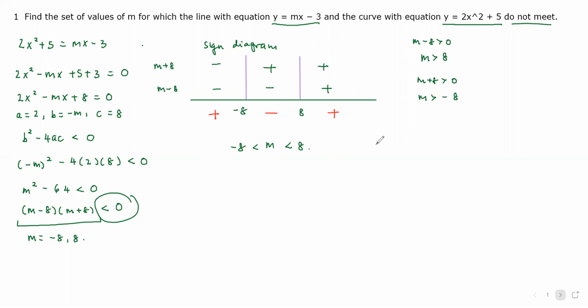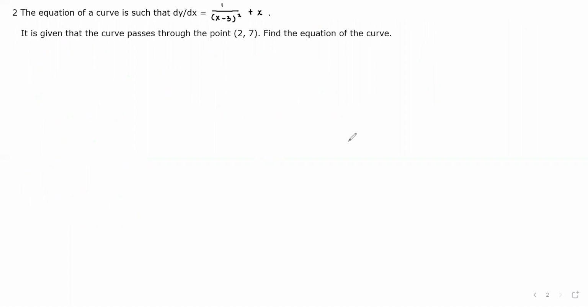For question 2, the equation of a curve is given such that dy dx is the reciprocal of x minus 3 squared plus x. The curve passes through the point with coordinates 2 and 7. We need to find the equation of the curve, meaning that we need to find y in terms of x. We can rewrite dy dx as x minus 3 to the negative 2 plus x.